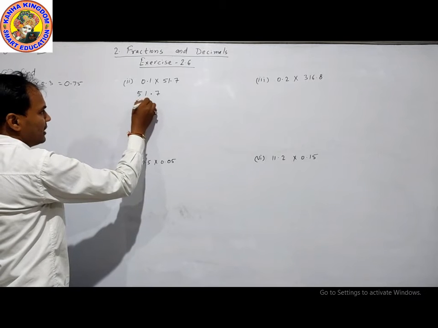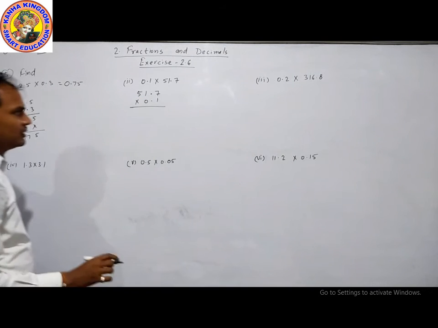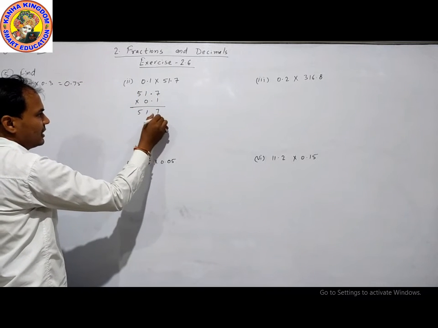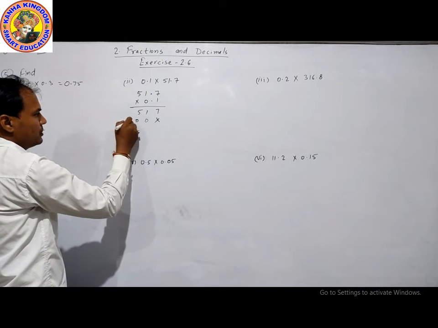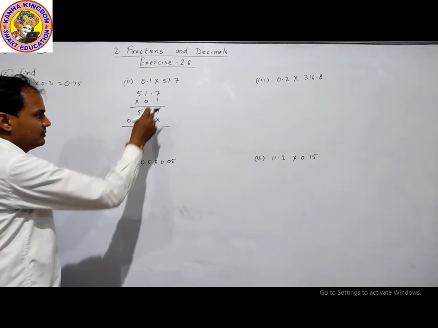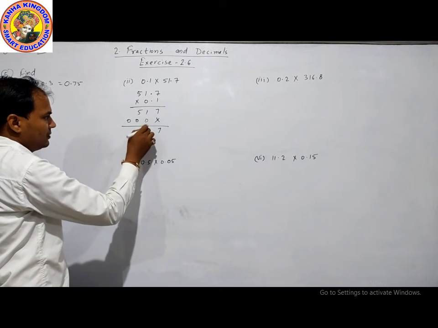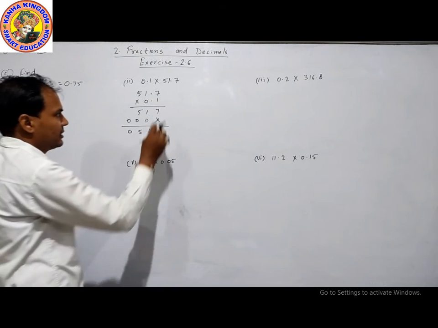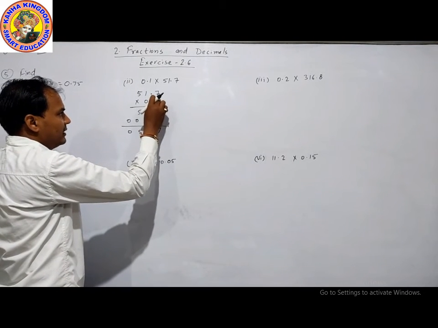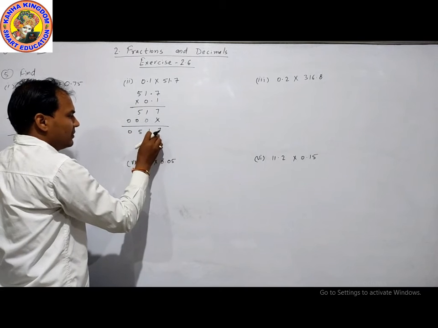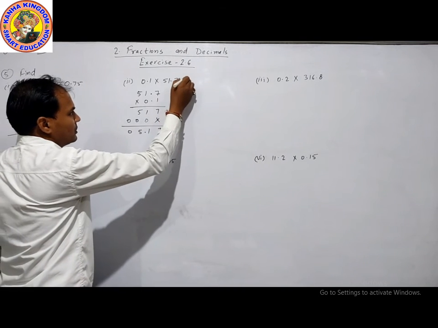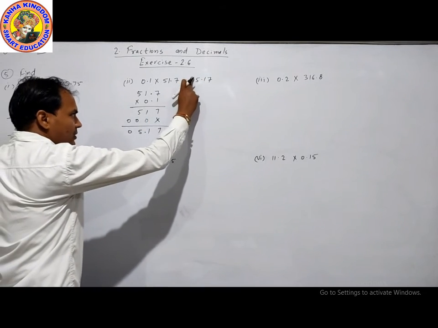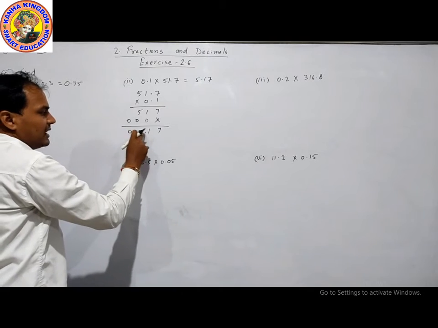Next is 51.7 multiplied by 0.1. Now multiplying, 1 into 517 is 517. Another 0 into 0 0 0. The answer is 0517. Now counting the decimal points. 1 and 1, 2. After 2, the answer is 05.17. You can now write 5.17.